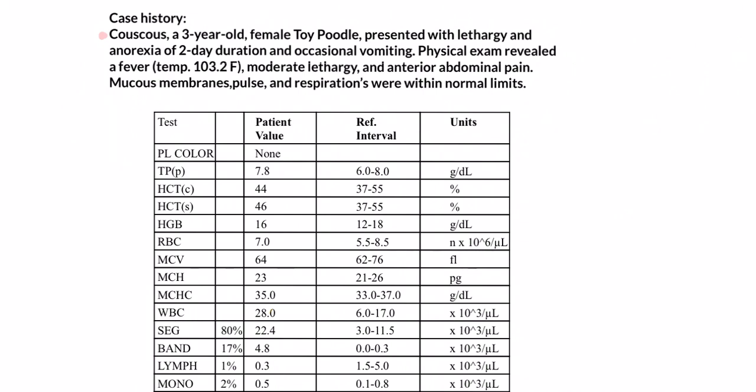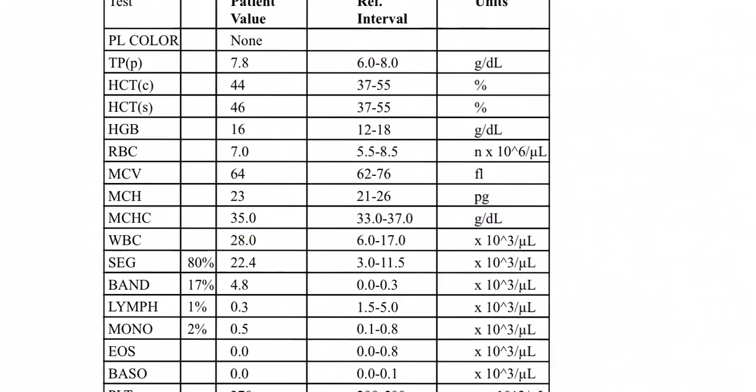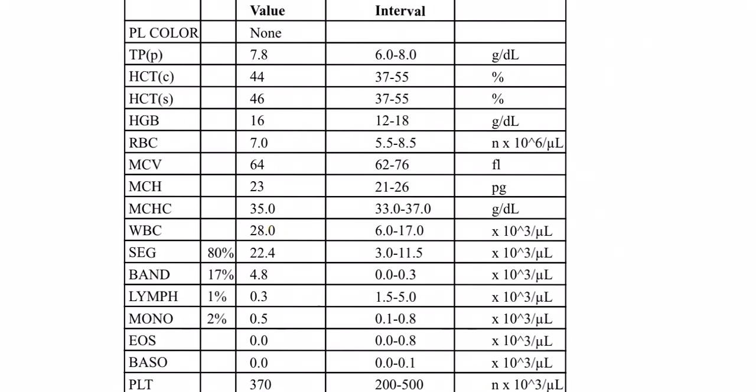So what I have here on the screen is the CBC data, and we're going to be focusing on the leukogram, which starts right here. And so we have this increased white blood cell count. So she has a leukocytosis. And the segmented neutrophils are also increased.